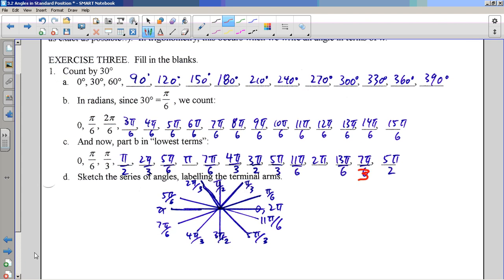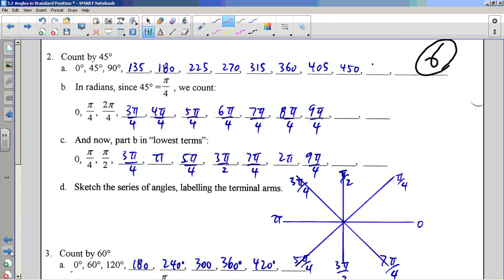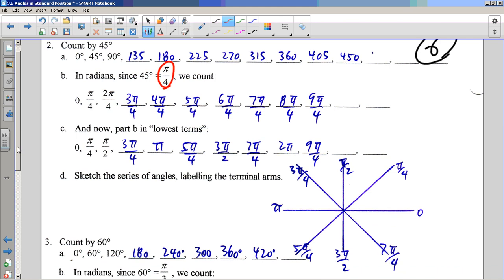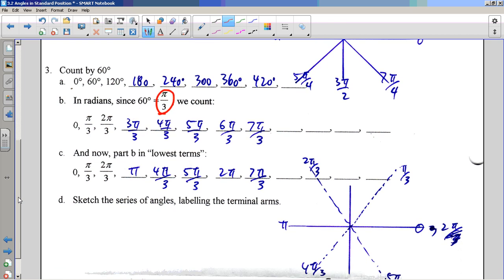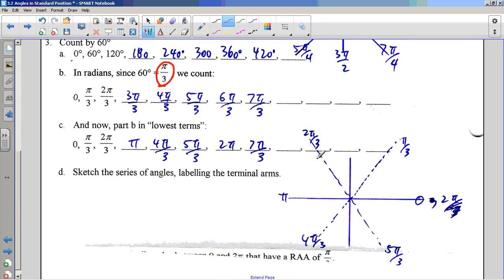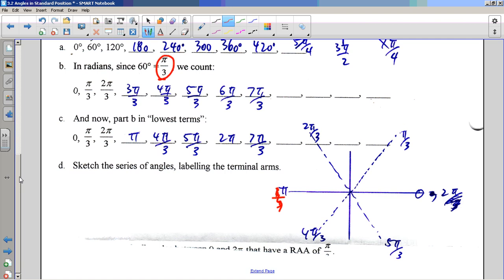There's exercise 3, number 1, counting by 30s, or counting by pi over 6s, of course, is what we're really interested in. Number 2, we are counting by, not 45s, by pi over 4s. We can see the rotation split by pi over 4s. Count by pi over 3s is counting by 60s. Right? Pi over 3, 2 pi over 3, 3 pi over 3 is actually just pi because the 3's cancel, and we get around pretty quick when we're counting by pi over 3's rather, by 60s.